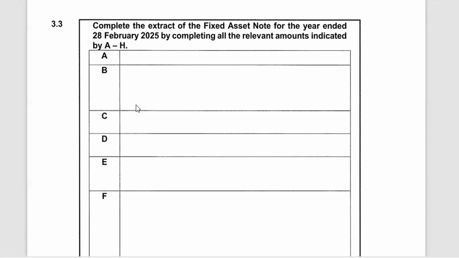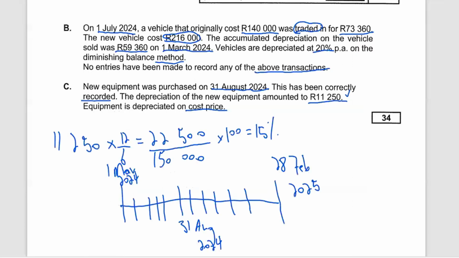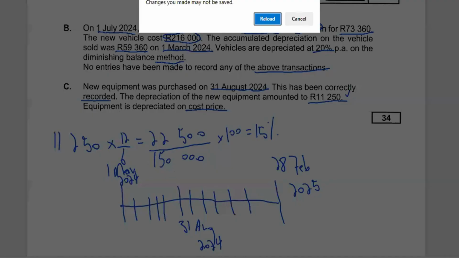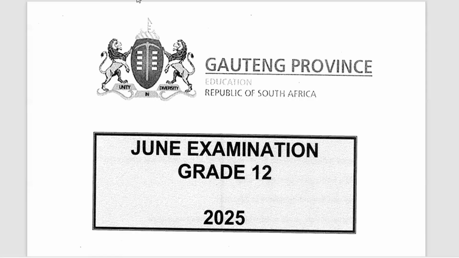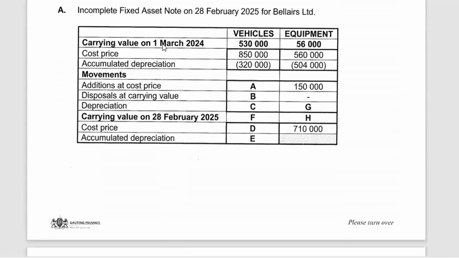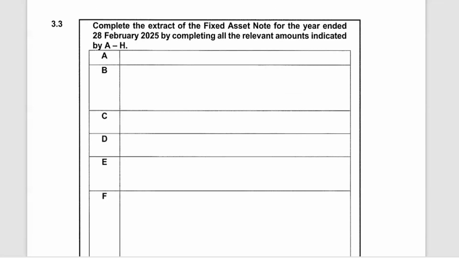So now let's go and check what is our A. So A, we are required to calculate the additions at cost price. So we know our additions at cost price, we recorded them, it was 216,000. So A, we have 216,000.